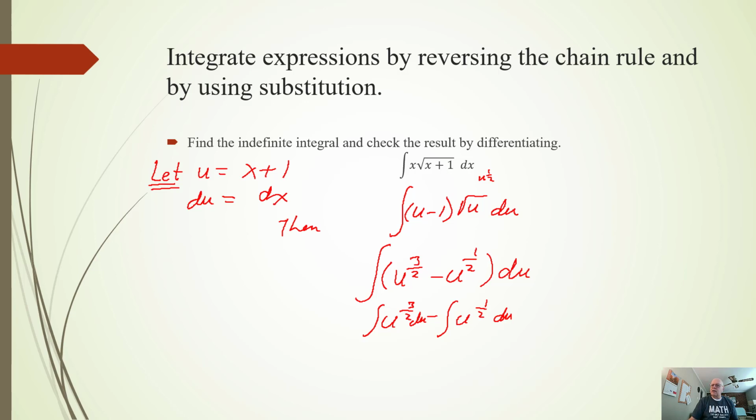So we'll have u, we'll add 1 to the 3/2. That gives us 5/2. It'll be divided by 5 over 2, plus the first constant, minus, and we'll take this, we'll add 1 to that, we'll get u to the 3/2 over 3/2 plus another constant.